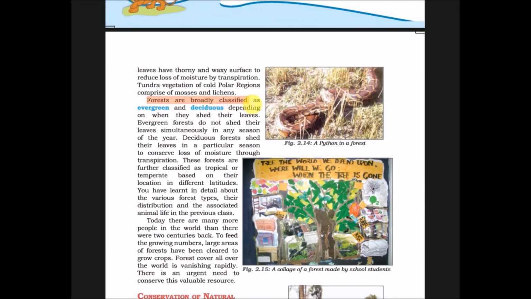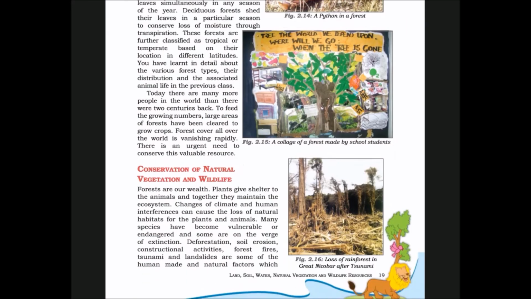Forests are broadly classified as evergreen and deciduous. Evergreen means the forest which sheds its leaves one by one, which makes it evergreen throughout the year, and deciduous is the forest which sheds its leaves at a particular time or season.